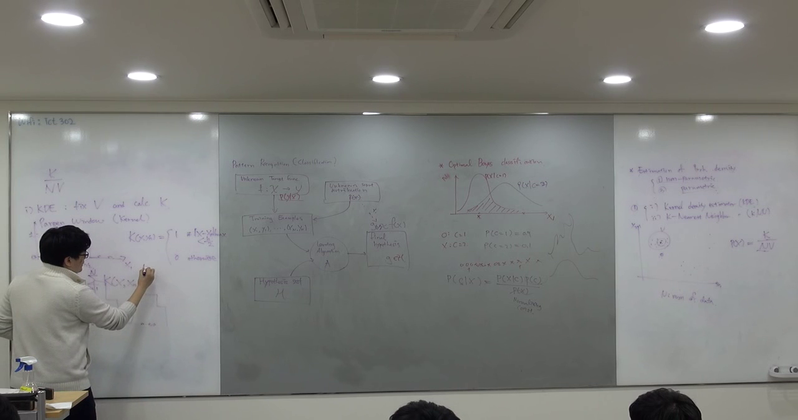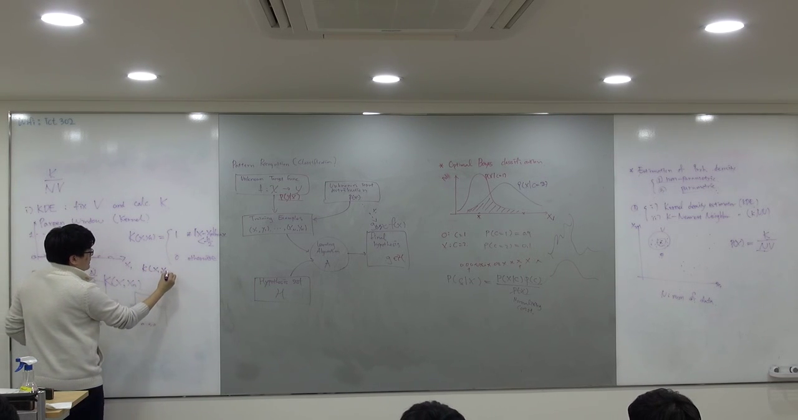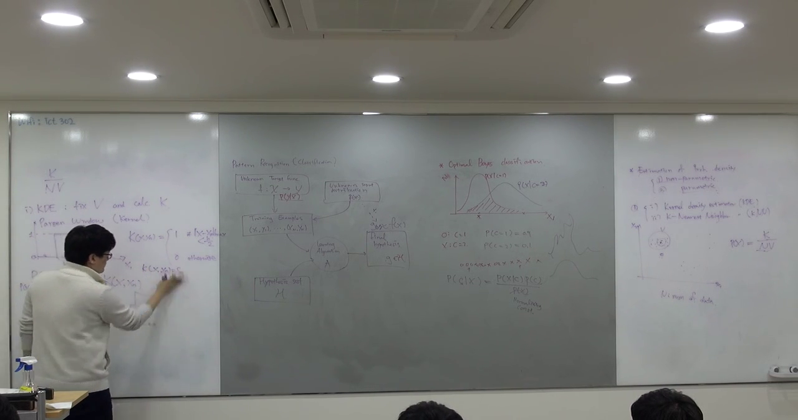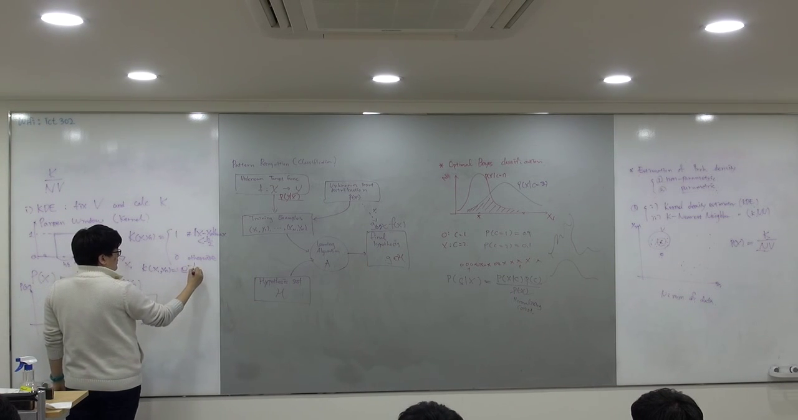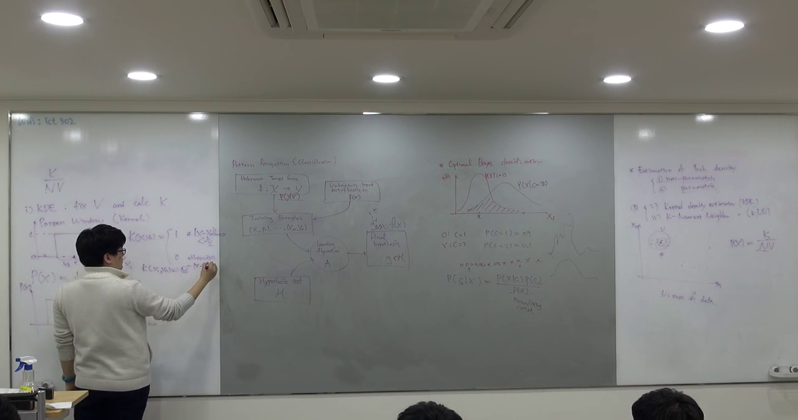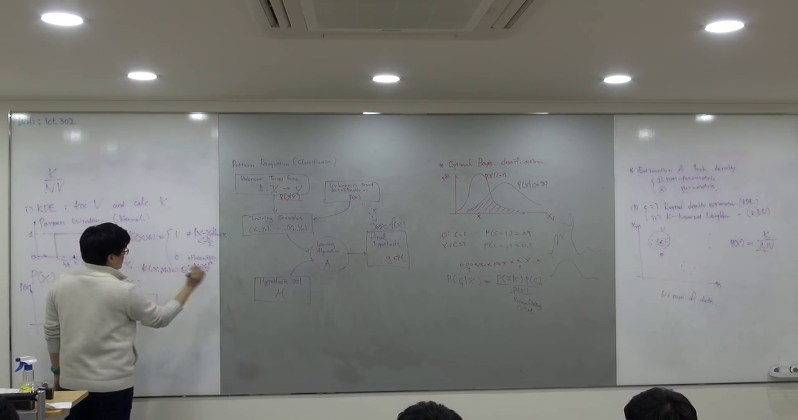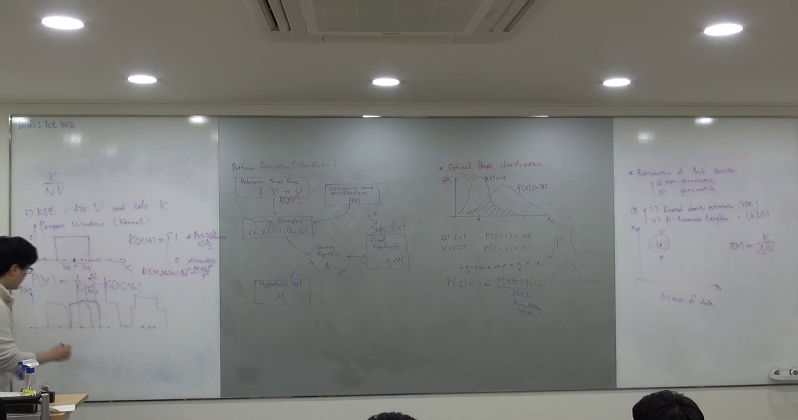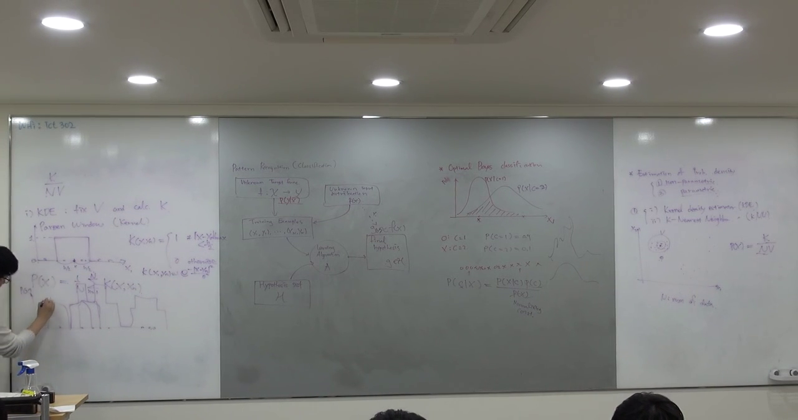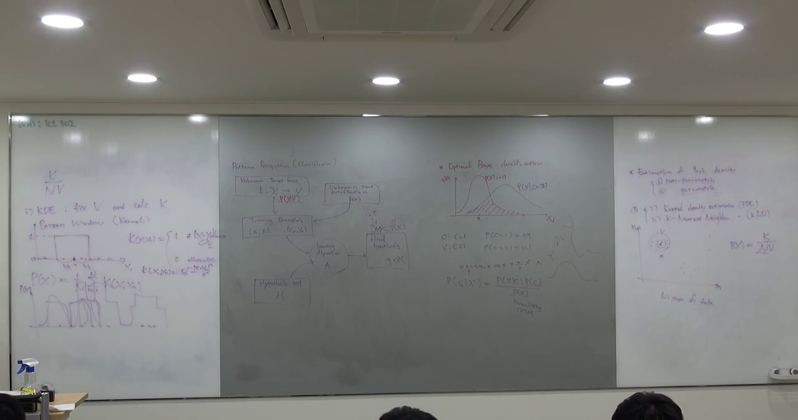So the Gaussian kernel will be, I think everybody knows that, it looks like this. If you use this kernel, for each point you use a Gaussian function, then you will get some smooth estimation of the probability density.